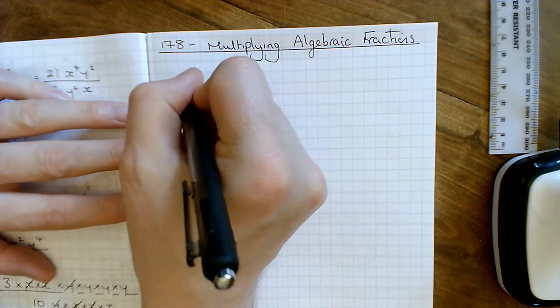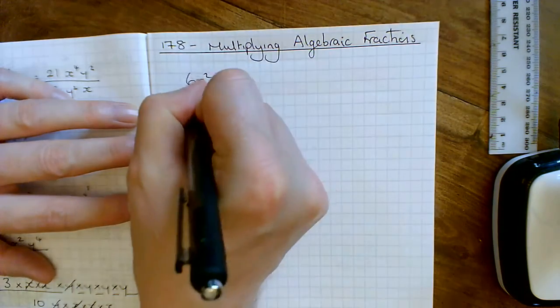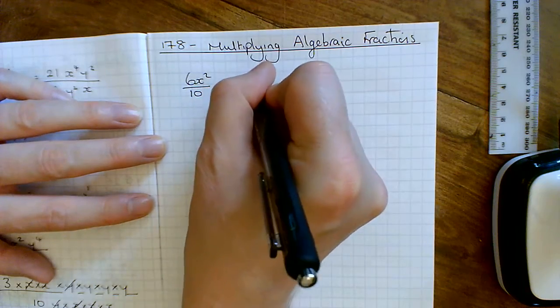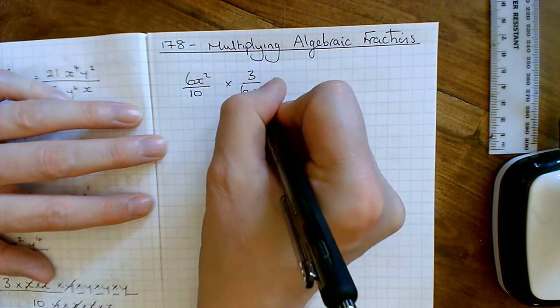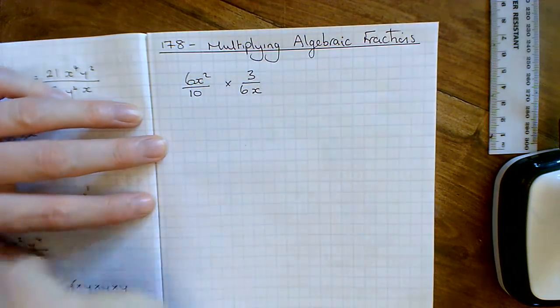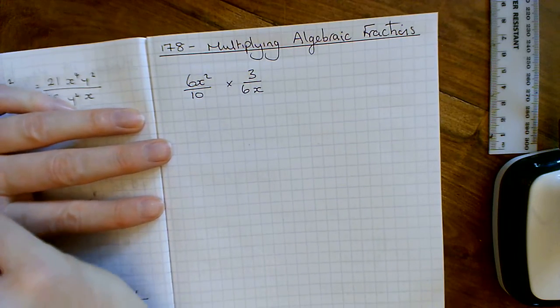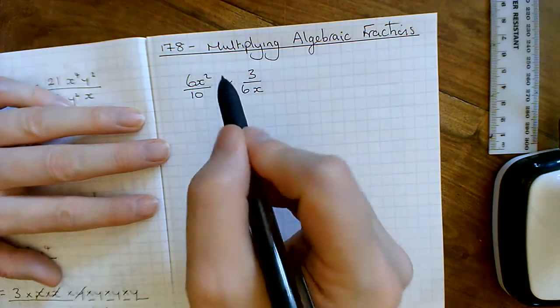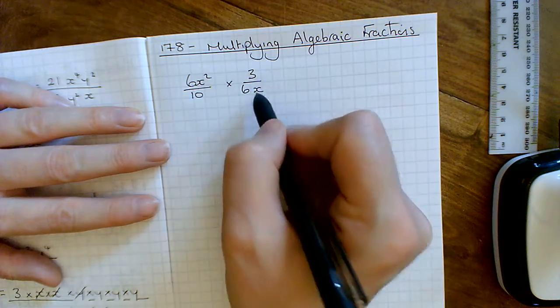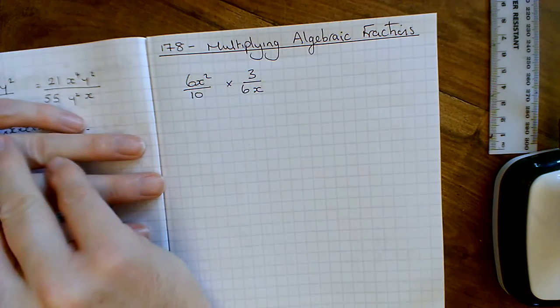We've got, first question, 6x squared over 10 times 3 over 6x. Right, to start with, we look to cancel fractions, and we can cancel by going straight up and down, or we can go across ways. It doesn't matter which way around you go.